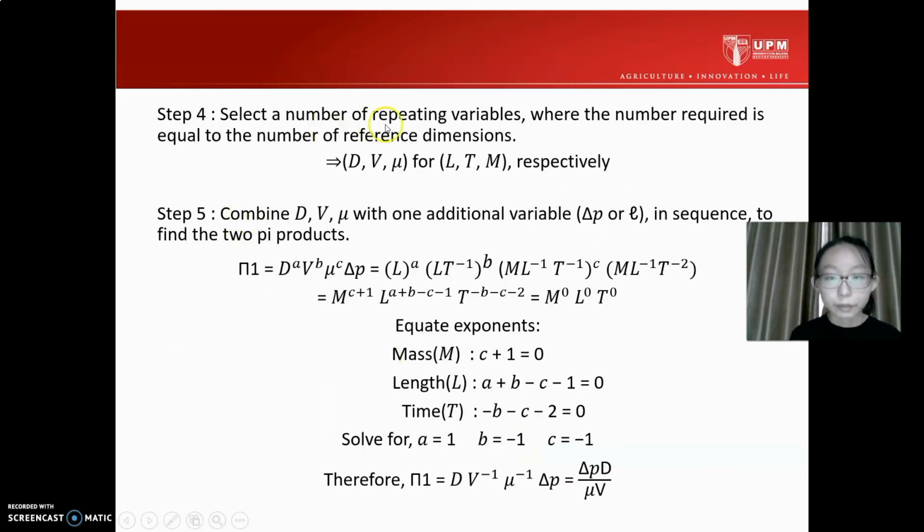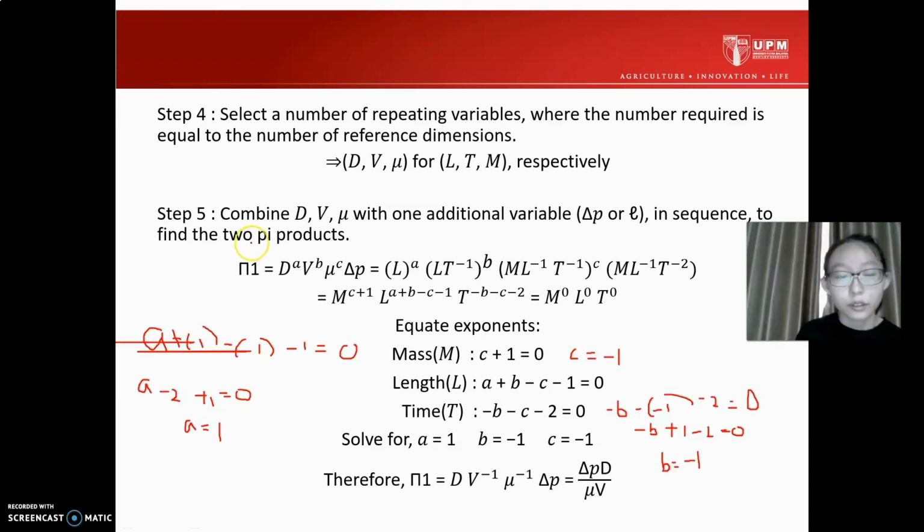Select a number of repeating variables where the number required is equal to the number of reference dimensions. So diameter, velocity, and viscosity are for length, length over time, and M, L, and T respectively. Step 5 is to combine diameter, velocity, viscosity with one additional variable, pressure drop or length, in sequence to find the two pi products.